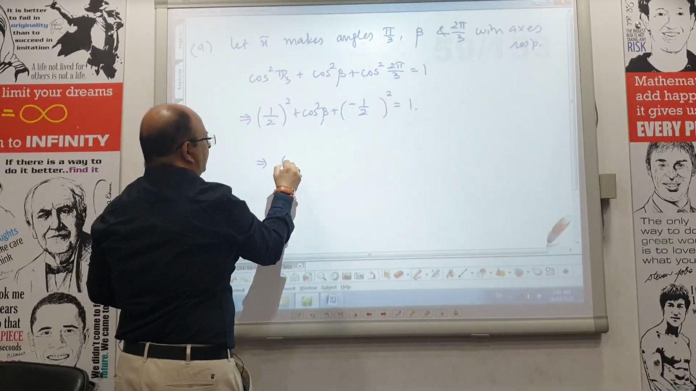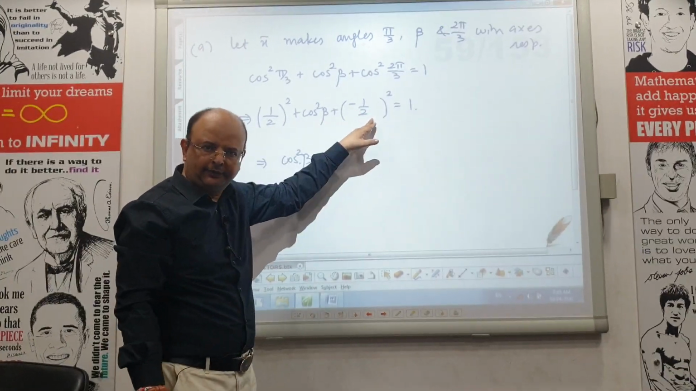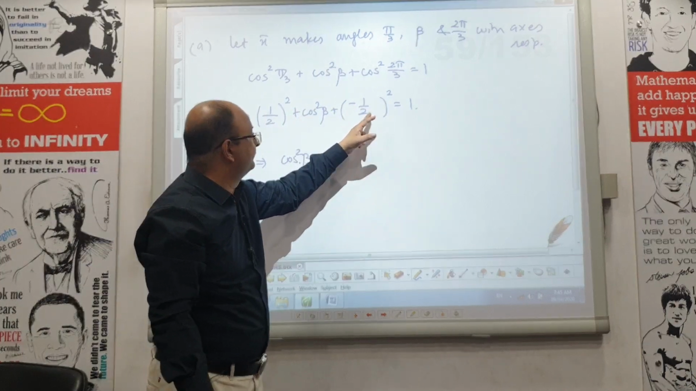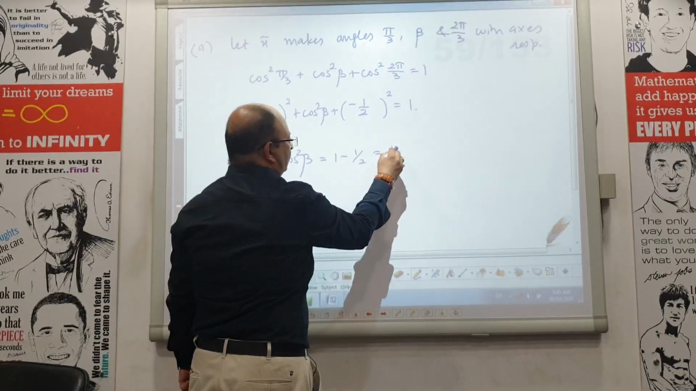So this is cos square beta. See, this is 1 by 4. This is also 1 by 4. 1 by 4 plus 1 by 4 is 1 by 2. 1 by 2 goes on right hand side. So that is 1 minus 1 by 2, that is 1 by 2.